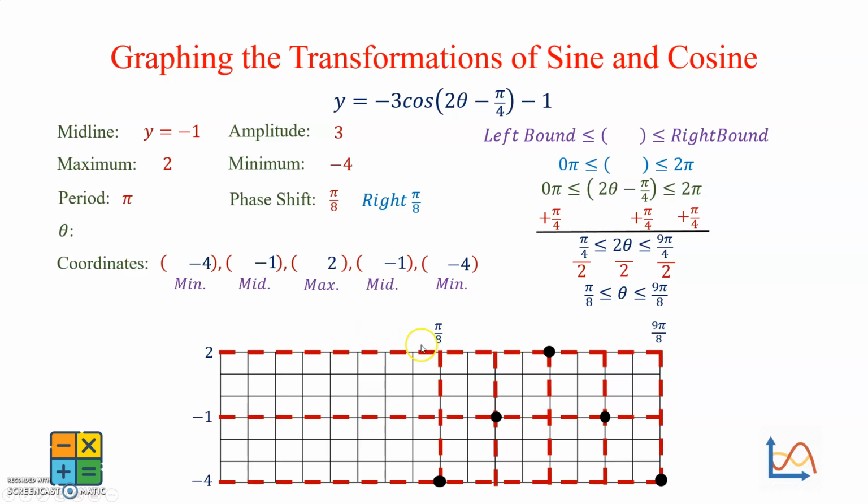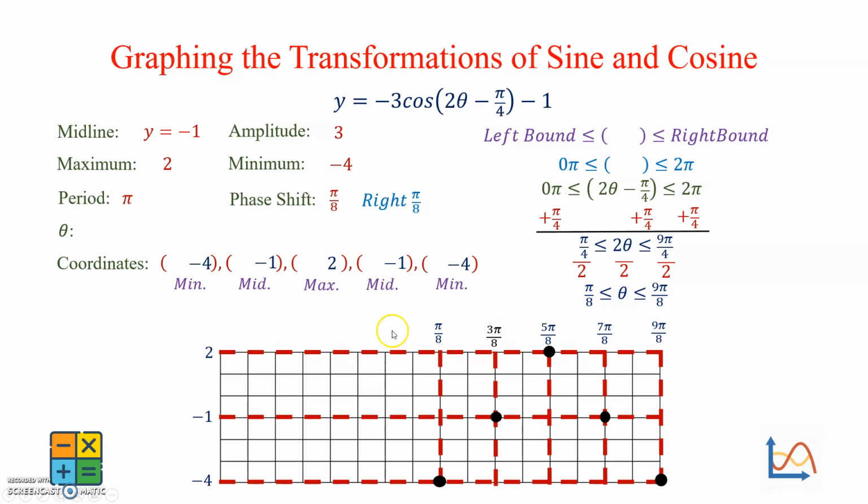So now we find our other 3 thetas. We average our left bound and right bound. That gives us an average of 5 pi over 8. We average the pi over 8 and the 5 pi over 8. That gives us 3 pi over 8. And we average the 5 pi over 8 and the 9 pi over 8 to give us 7 pi over 8. 1, 3, 5, 7, 9. So everything is matching up.